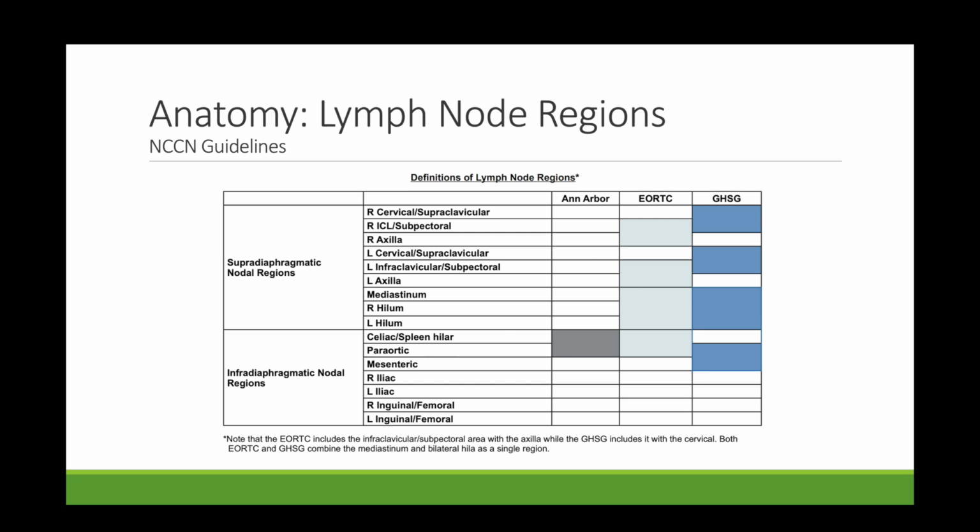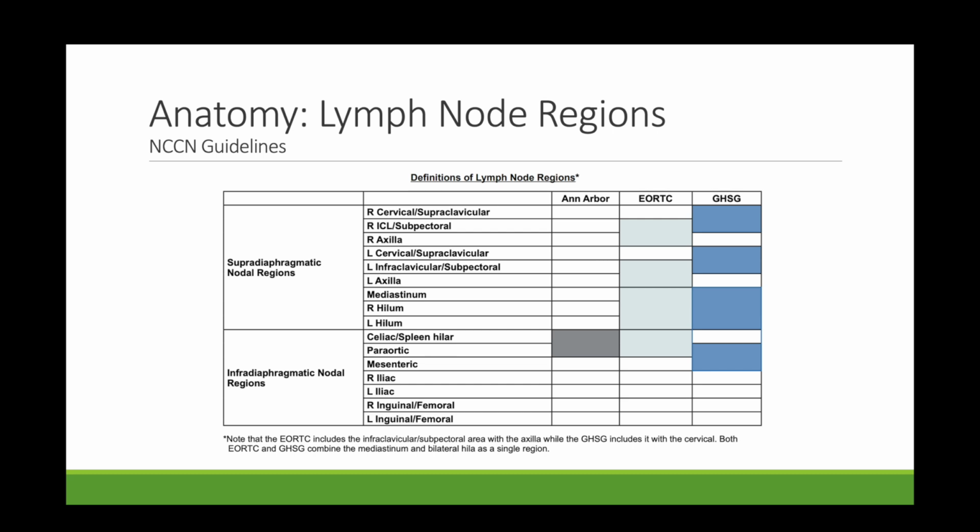And then in the infradiaphragmatic region, remember that the EORTC and Ann Arbor both group the para-aortic nodes with the celiac and splenic hilum, but the German groups the para-aortic nodes with the mesenteric nodes. And so this is something that you will ultimately end up looking up probably when you're taking care of these patients if you can't remember these different lymph node regions.